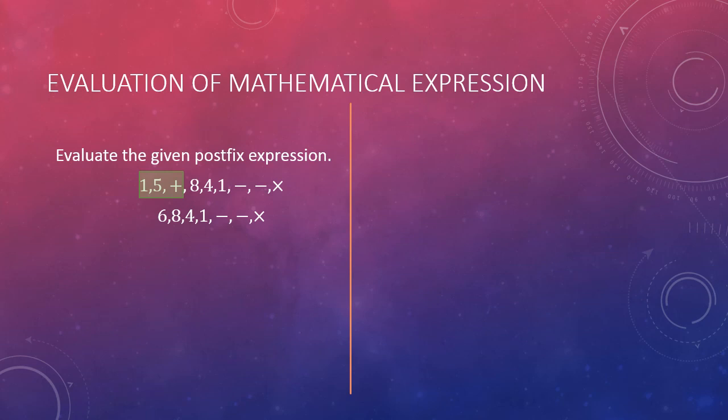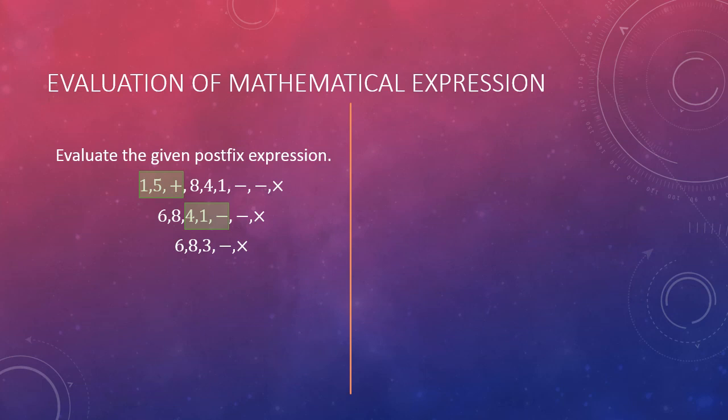Now 6 is followed by 8 and 4. 8 is followed by 4 and 1. 4 is followed by 1 and minus. So this can be evaluated. 4 1 minus is actually 4 minus 1. The value will be 3. Substitute the value here.